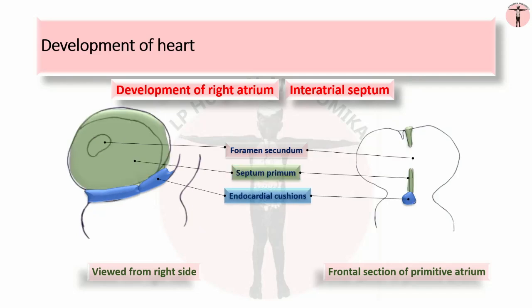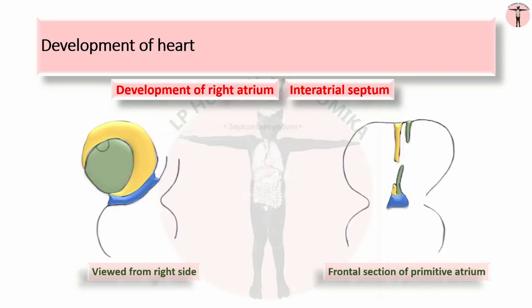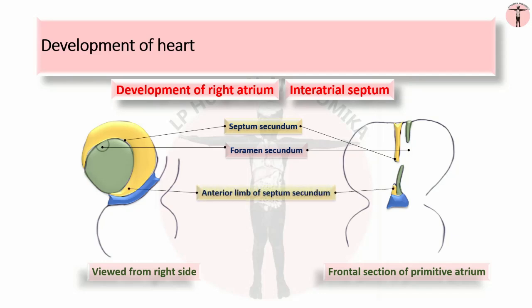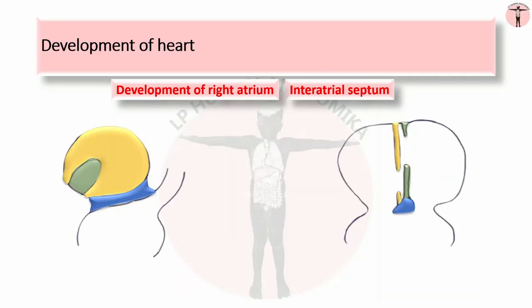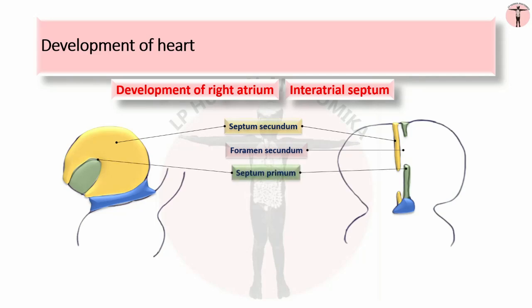When the lumen of the right atrium expands as a result of incorporation of the sinus venosus, a new crescent-shaped fold appears. This new fold, called the septum secundum, never forms a complete partition in the atrial cavity. Gradually, the free edge of the septum secundum begins to overlap the foramen secundum. The anterior limb of the septum secundum has extended onto the septum intermedium. The septum secundum now has overlapped the foramen secundum and the upper margin of the septum primum.